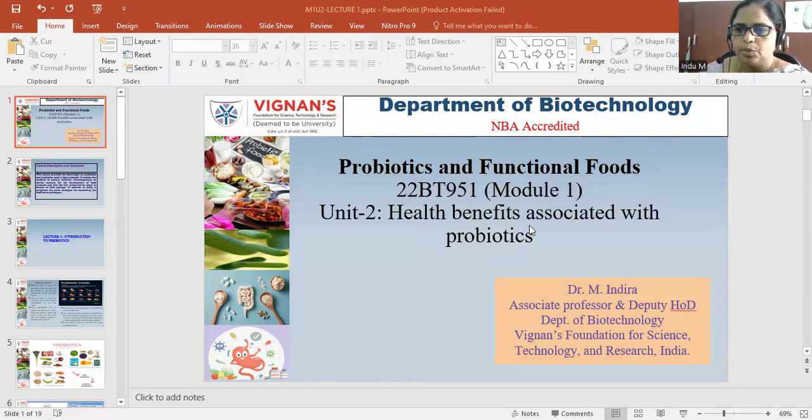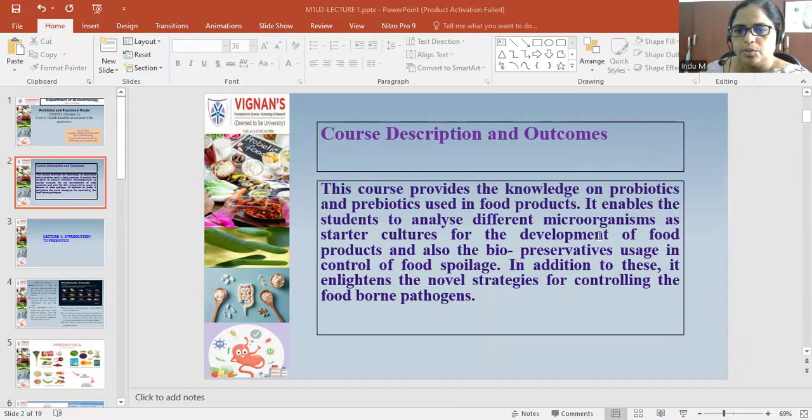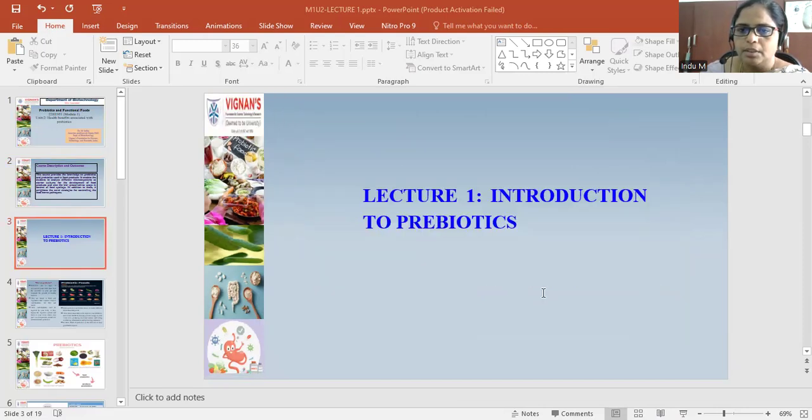Previously, we have seen Module 1, Unit 1, that is the probiotics and probiotic organisms. Now, Module 1, Unit 2, that is health benefits associated with probiotics. So, this provides knowledge on probiotics and prebiotics used in food products, enables the students to analyze different microorganisms as starter cultures for the development of food products, and also biopreservatives usage in the control of food spoilage, and enlightens the novel strategies for controlling the foodborne agents. So this is the description.